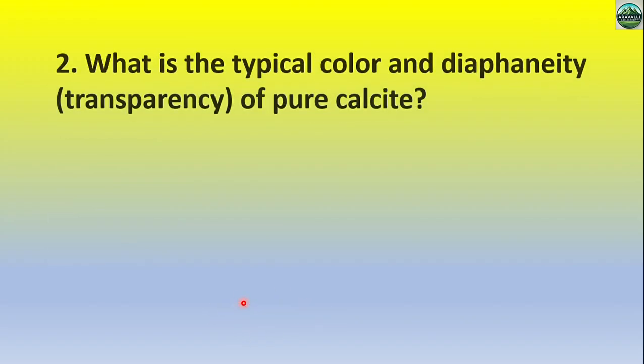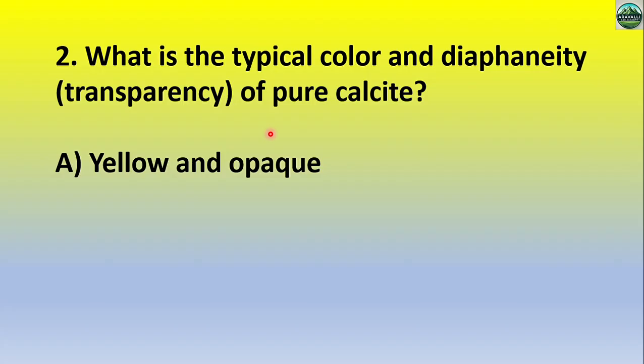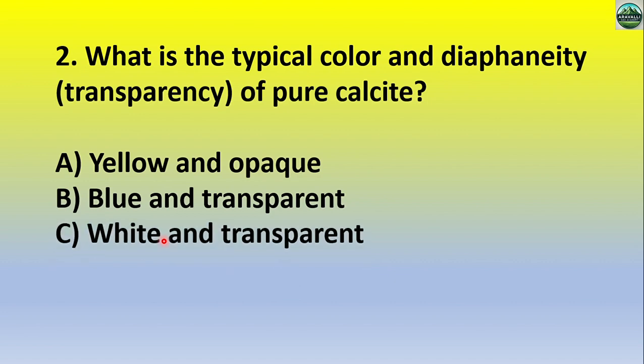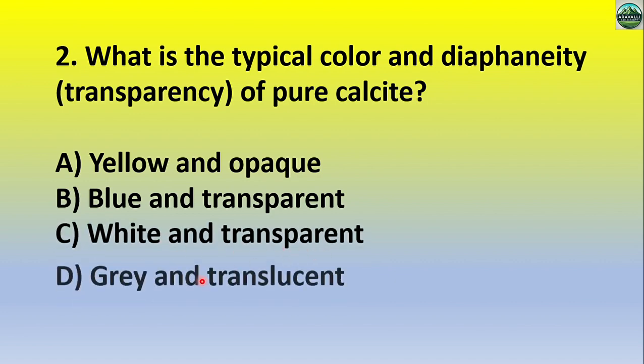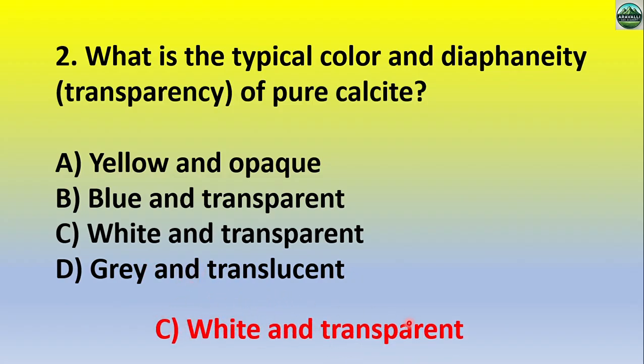Next question, what is the typical color and diaphaneity or transparency of pure calcite? This is asking about pure calcite. Option A, yellow and opaque, option B, blue and transparent, option C, white and transparent, option D, gray and translucent. So we know that pure calcite is white as well as transparent. So the right answer is C.